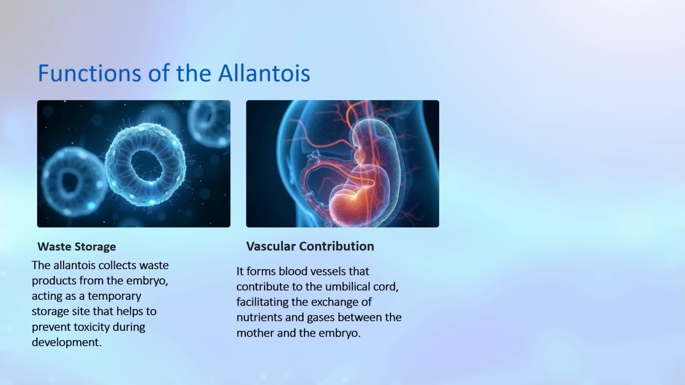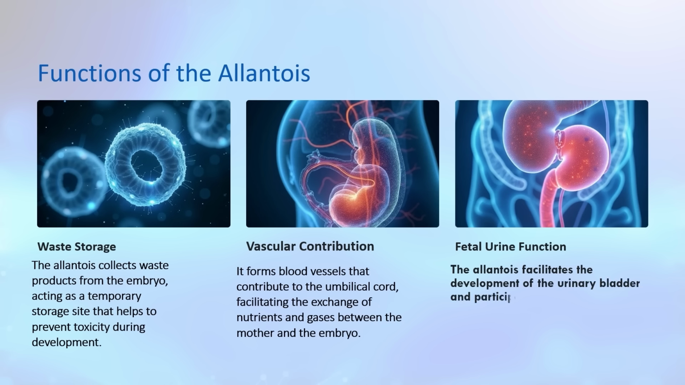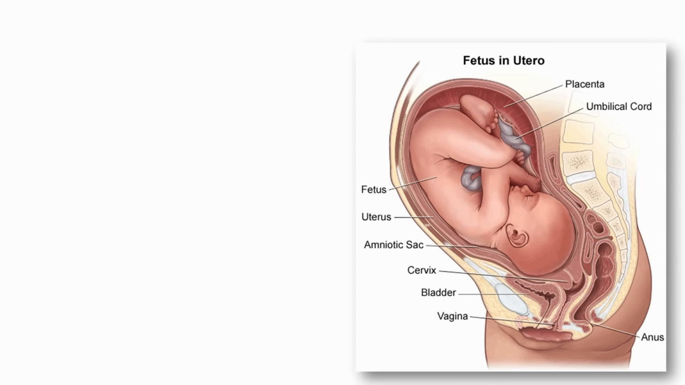It is useful for vascular contribution. It forms blood vessels that contribute to the umbilical cord, facilitating the exchange of nutrients and gases between the mother and embryo. It is also useful for fetal urine function. The allantois facilitates the development of the urinary bladder and participates in the excretion of fetal urine, aiding in fluid balance during the development. Let us learn about the structure of human placenta.